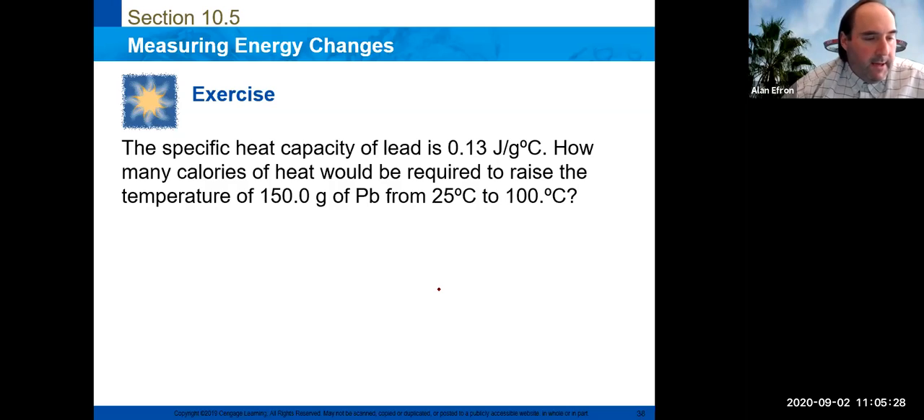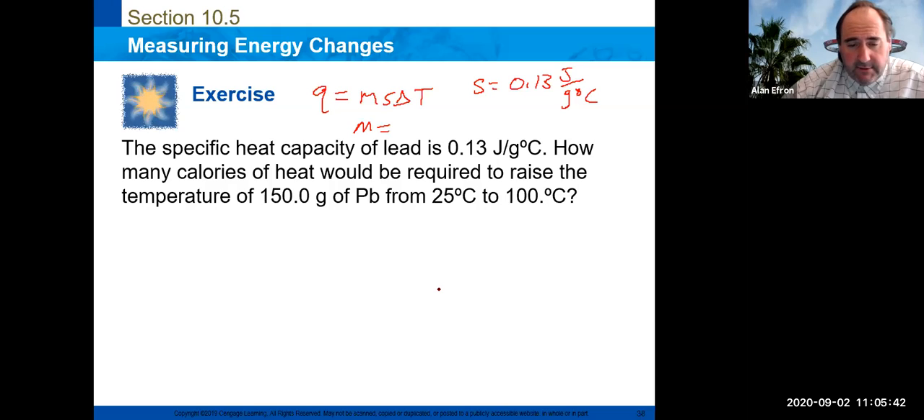Okay, so here again, using our Q is equal to m s delta T. We do have our S given to us, which is our 0.13 joules per gram per degree Celsius. We do have the M given to us, which is our 150 grams. And we do have here our initial temperature, and this guy here being our final temperature.